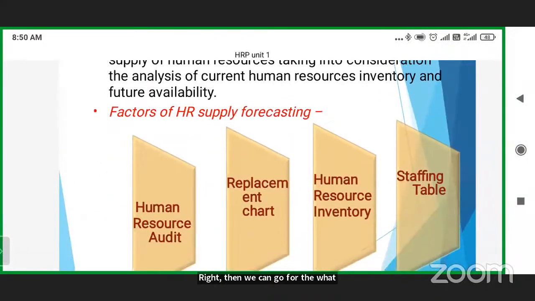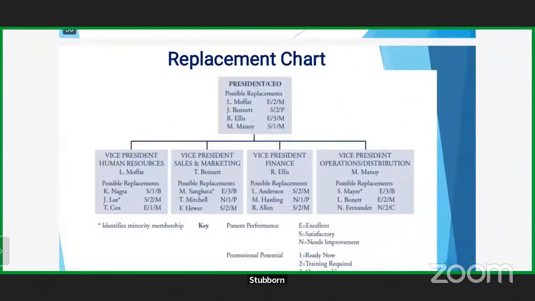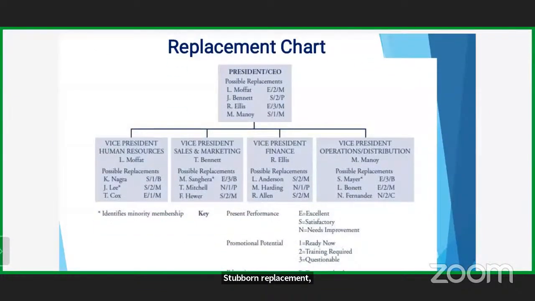Step by step, the replacement chart. The HR audit department can analyze whether we can supply the manpower. Whether we can supply the manpower, we can adjust the manpower, supply the manpower internally or externally. That is the replacement chart.